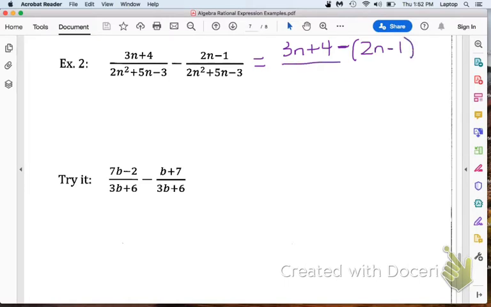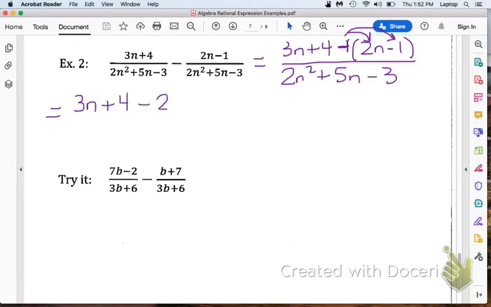All of that over the common denominator, 2n squared plus 5n minus 3. Now, when you have an expression after the subtraction, you have to understand that it applies to both terms. So it's kind of like we're distributing a -1. If I make this look like a -1 and distribute it here and here, then when I rewrite this numerator, I have 3n plus 4 minus 2n, and then a -1 times a -1 is a +1.